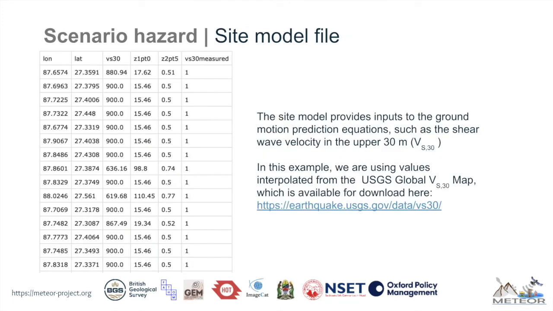Here's an example of the site model file. This is a CSV that contains the geolocation, or long lat, of the various sites in the model. In addition, we include some additional site terms that are used by the ground motion prediction equation. In this particular example, we are using values interpolated from the USGS Global VS30 map, which is available at the link there.